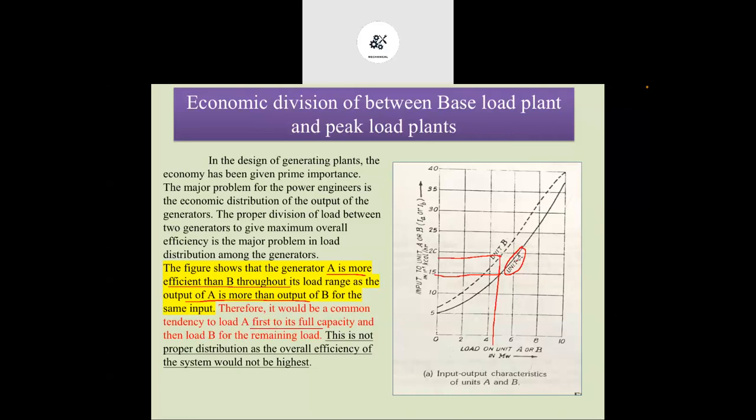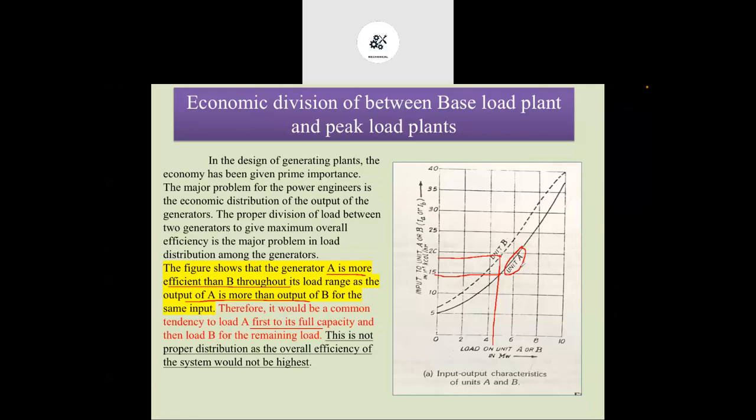Therefore, it will be a common tendency to load A first to its full capacity, and then the remaining load is given to unit B. Now, this is not a proper distribution, because we are taking this decision based upon efficiency. But what about the other factors?